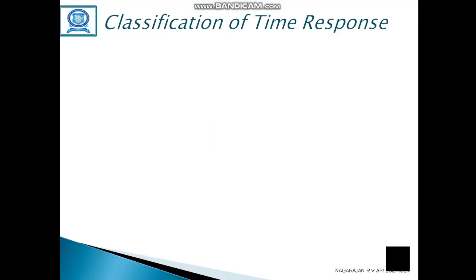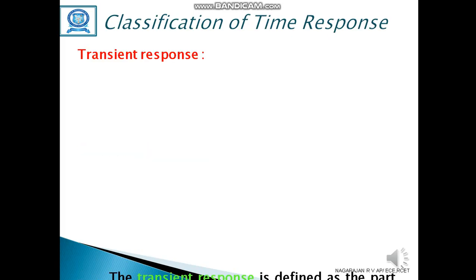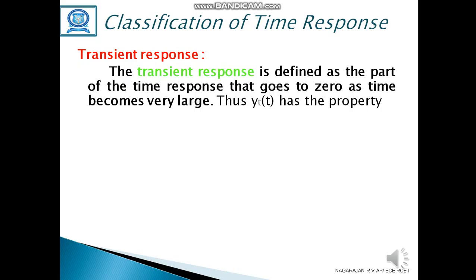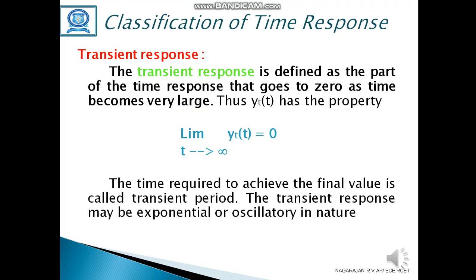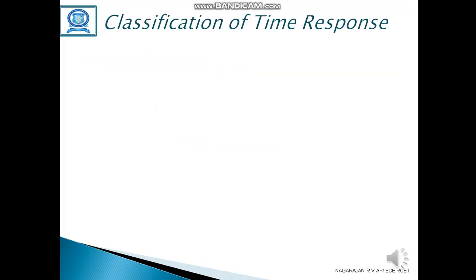Classification of time response: transient response and steady state response. Transient response is defined as the part of the time response that goes to 0 as the time becomes very large. So limit t tends to infinity, y of t is equal to 0. The time required to achieve the final value is called the transient period.